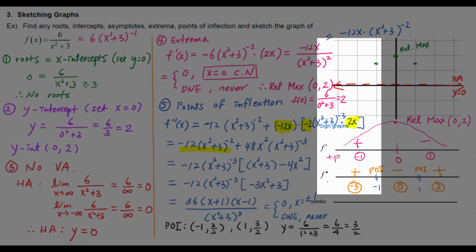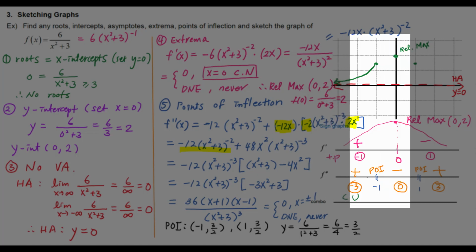From negative infinity to negative 1, I had f double prime positive, so that's concave up. Concave up is cup shape. With the horizontal asymptote in mind and the graph increasing, your graph should be shaped like this. It looks like a cup, but it is increasing from left to right.